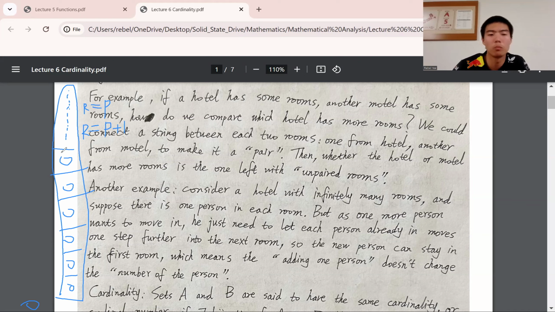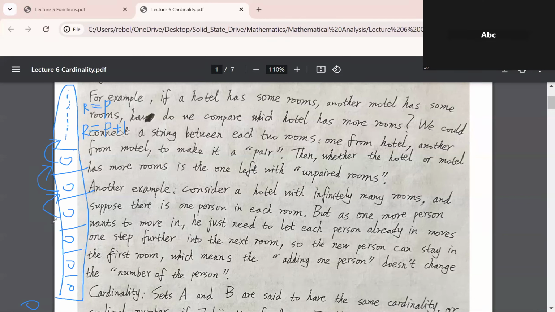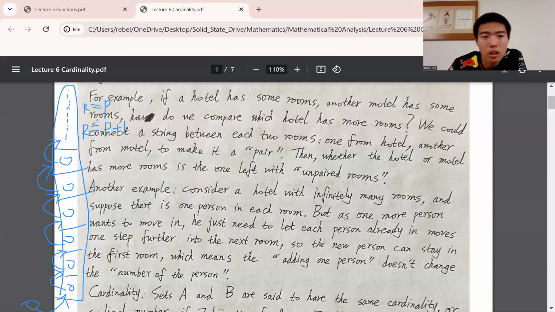So for any room, say this is a very large room number, we can always move the person into the next one. This person goes to this one, this person goes to the next one, and so on. And you can see here, this first room is now empty, so the new person can just take the room here. Okay, so in this case, R is actually equal to P plus 1.